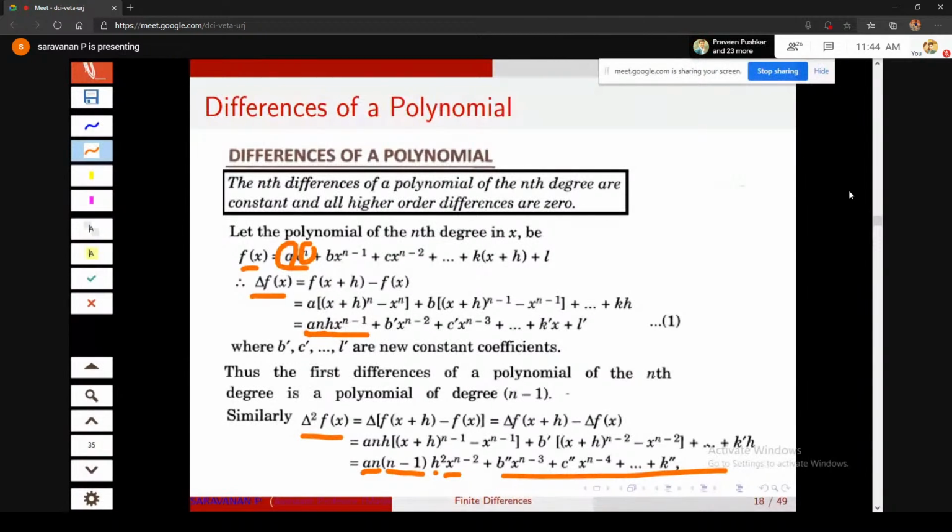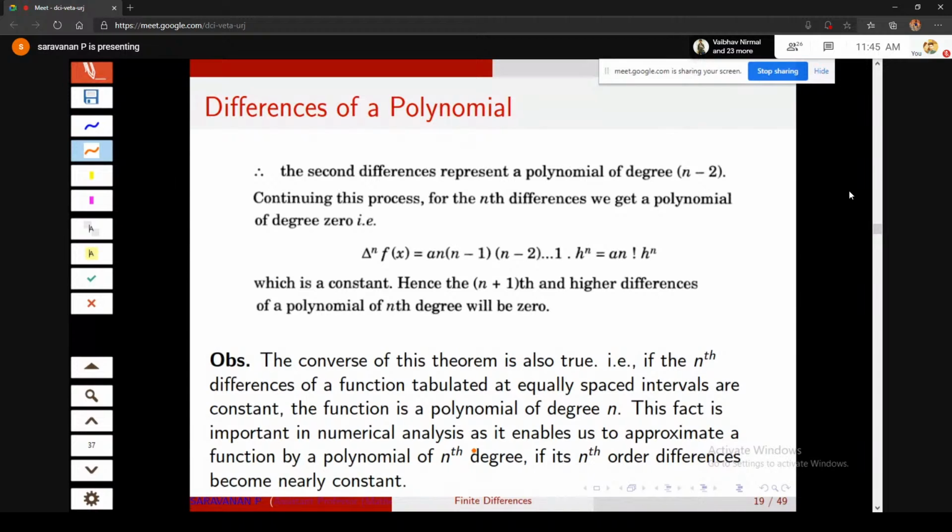Okay. So if I proceed, you see, first order difference is a polynomial of degree n minus 1. Second order difference is a polynomial of degree n minus 2. Third order difference is a polynomial of degree n minus 3. So what is the nth order difference? A polynomial of degree n minus n, that is x power 0, that is 1. So what you will get is a n, n minus 1, n minus 2, etc., up to 1 into h power n. That is nothing but a n factorial into h power n. Is that clear?